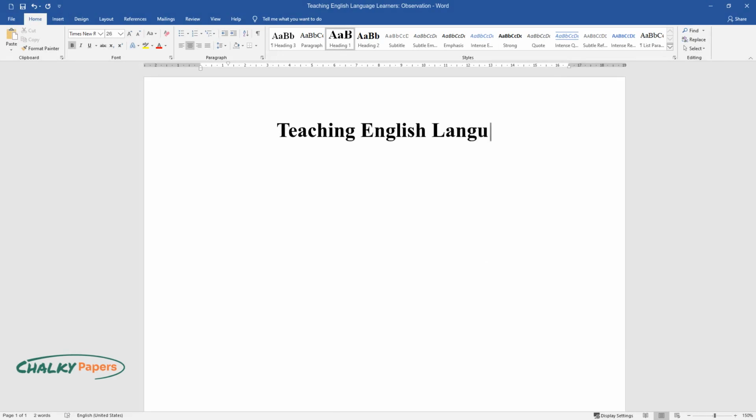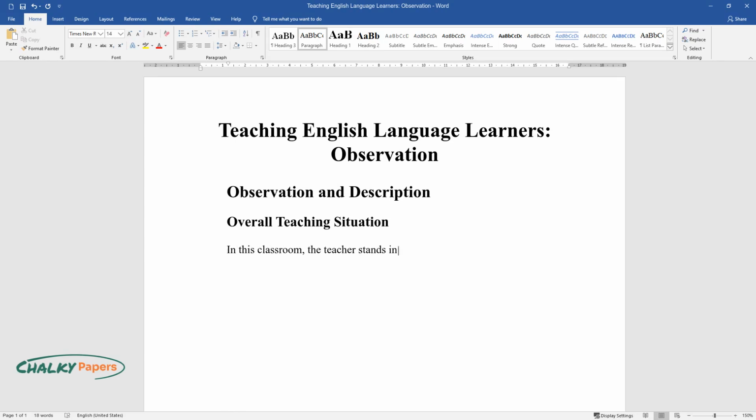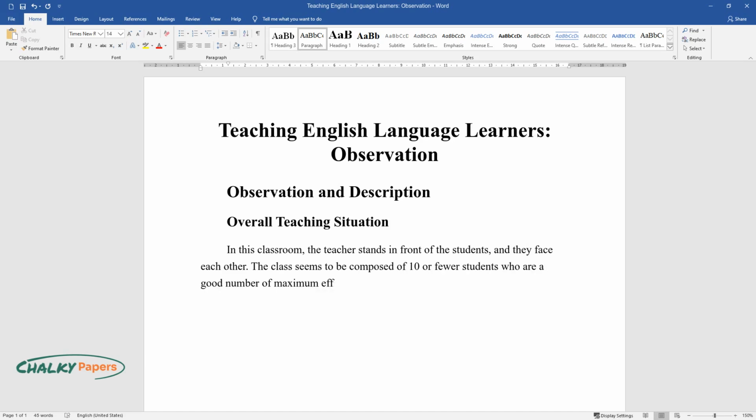Teaching English language learners, observation. Observation and description. Overall teaching situation. In this classroom, the teacher stands in front of the students, and they face each other. The class seems to be composed of 10 or fewer students, which is a good number for maximum efficiency.